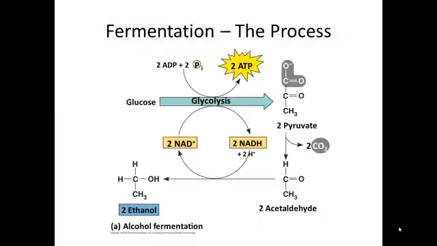If a cell doesn't have access to oxygen, it can't undergo aerobic cellular respiration. Some cells, such as brewer's yeast and your muscle cells, can switch over to another process when there is no oxygen. We call this process fermentation. Fermentation is a way to regenerate NADH so that glycolysis can continue. If you don't continue glycolysis, you don't get the 2 ATPs that are generated by glycolysis.